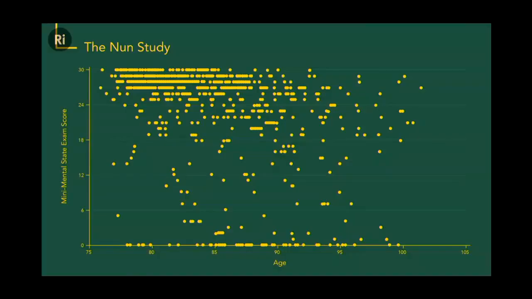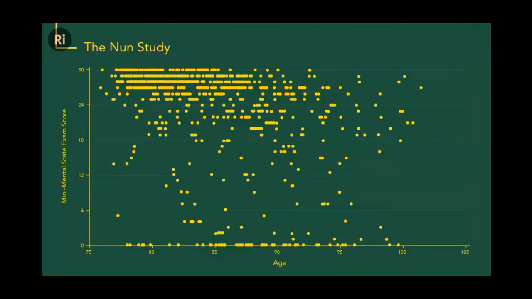Everyone has a favourite data set, right? This data here is some data from something called the Nun study. And this shows the cognitive ability of 678 nuns. This was data collected by the epidemiologist David Snowden. And at the beginning of the study, these nuns were aged between 75 years old and 103 years old.